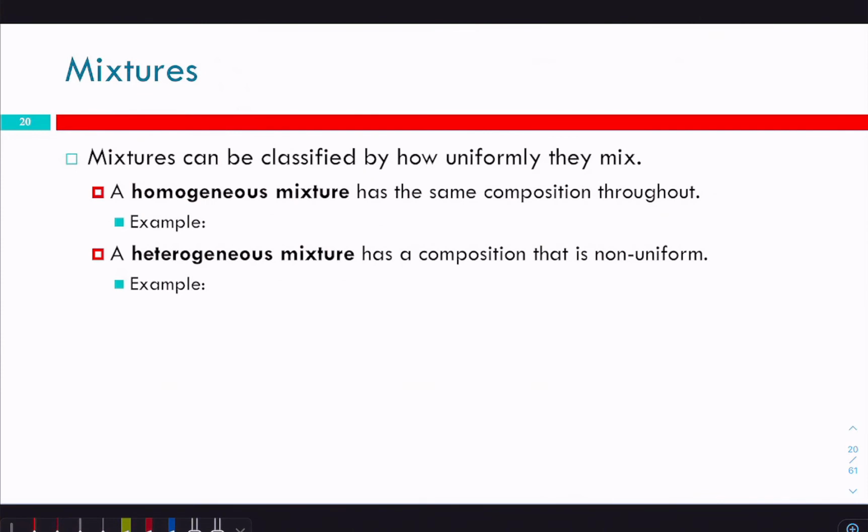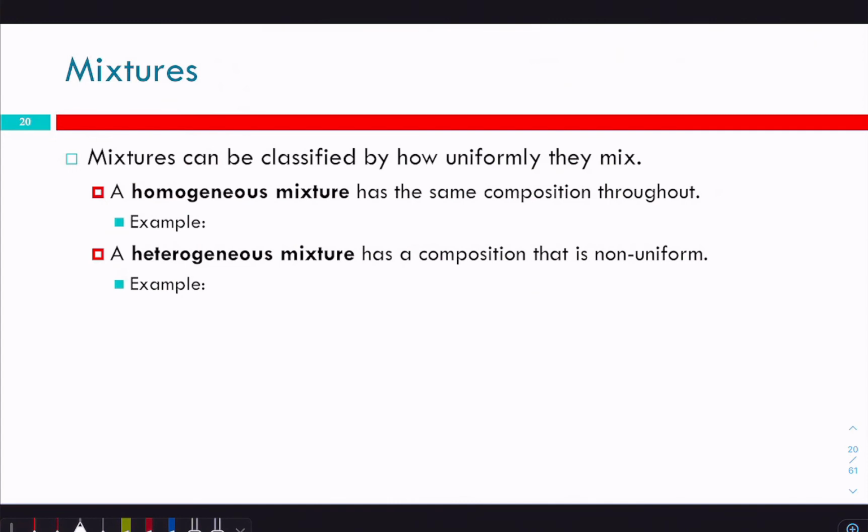So now we're going to take mixtures. We talked about elements, compounds. Mixtures can be broken down further into types of mixtures, and between these two categories there are gray areas. So when I'm talking about a homogeneous mixture or a heterogeneous mixture, it helps to think of a fixed amount, like one cup. If you took a cup of something, is it going to be heterogeneous or homogeneous? And I'll explain why in a second.